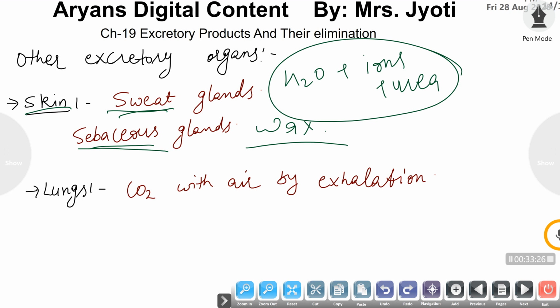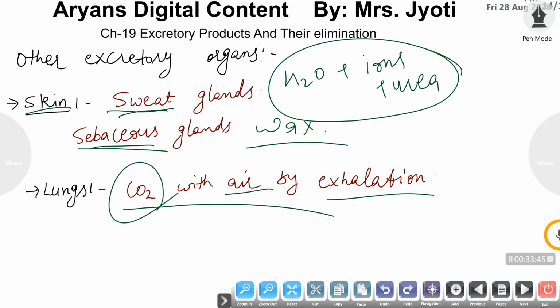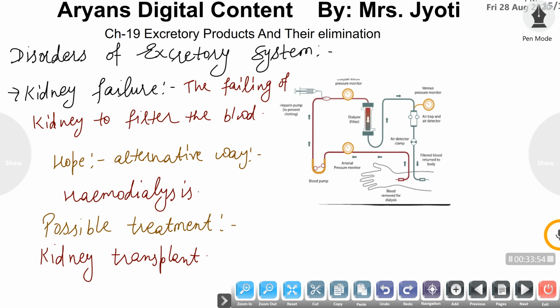Now the lungs. CO2 is also a waste product that is formed during the process of respiration. It also has to be removed from the body, and this is done by the lungs with air by exhalation. When we exhale air, CO2 is exhaled by the lungs, with the help of the respiratory system.